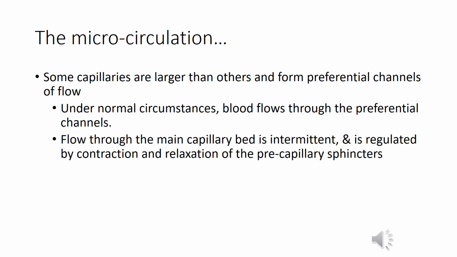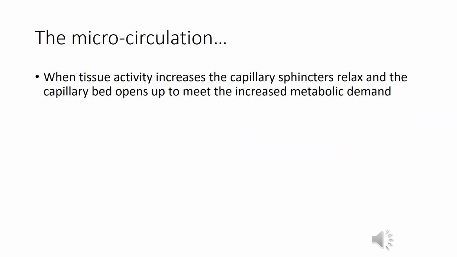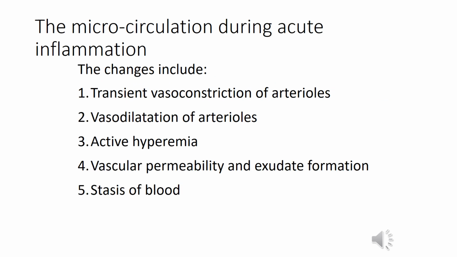So that means that the flow through the capillary bed is intermittent. Sometimes it is high, sometimes it is low, depending on the physiologic demand. And what enables the fluctuation? It is the relaxation and contraction of the precapillary sphincters, which are also known as the metarterioles. Okay. Having said that, so what happens during acute inflammation?